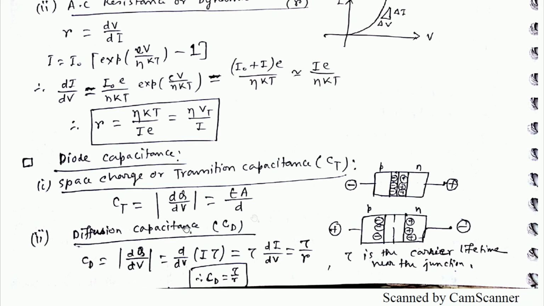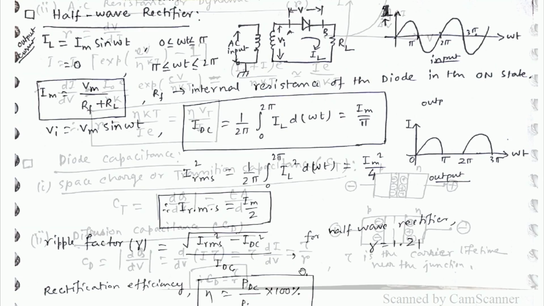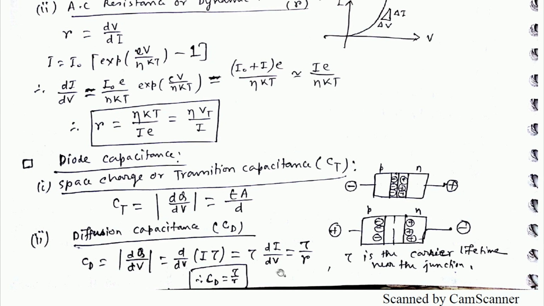Diffusion capacitance Cd equals dQ by dV equals d(IT) by dV, which is I into tau. Tau into dI by dV means tau by R. This R is the resistance dV by dI. So Cd equals tau by R.